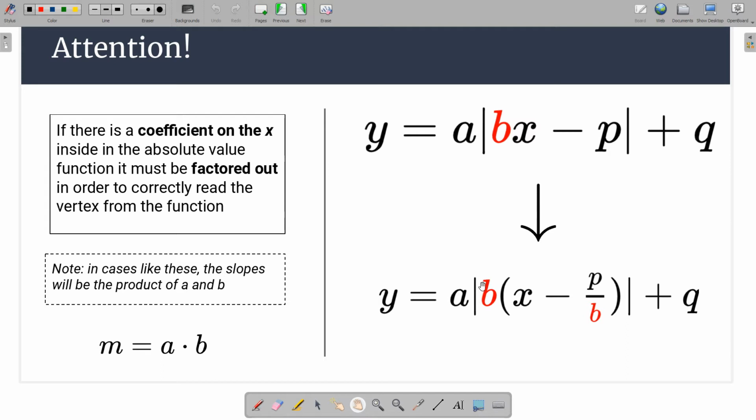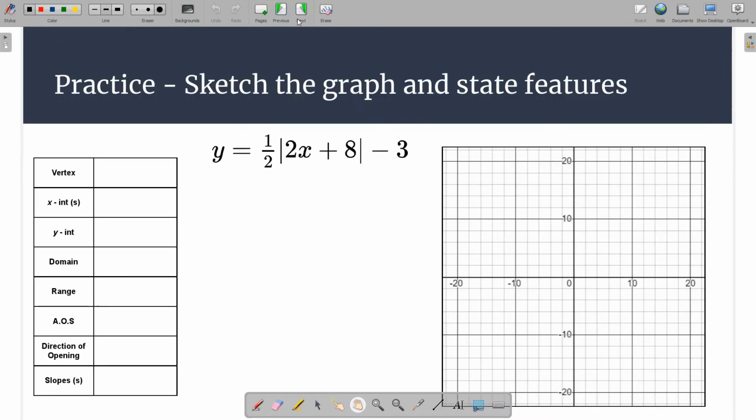Now you can actually factor b completely out of the absolute value signs and just know that your slope is whatever a is times b. Those are both coefficients. Anyways, the best way to do a lot of this stuff is just with an example.